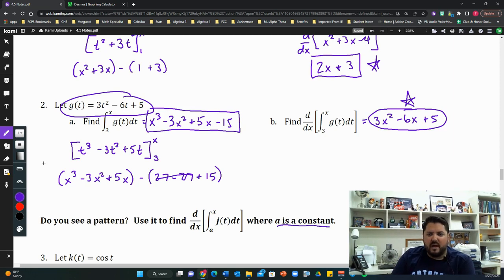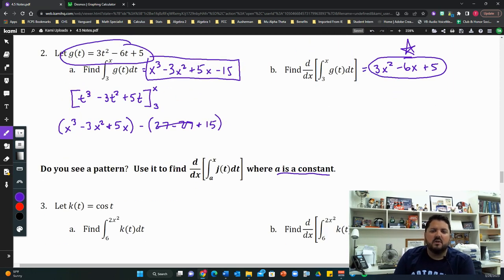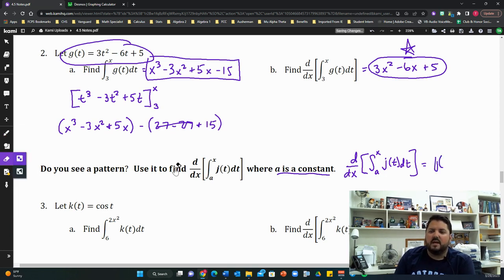So because of that, what we establish here is a rule. The derivative with respect to x of any integral from a constant to x of some function j of t, doesn't really matter what the function is, that final result is really just that same function, but it now uses x as its input.